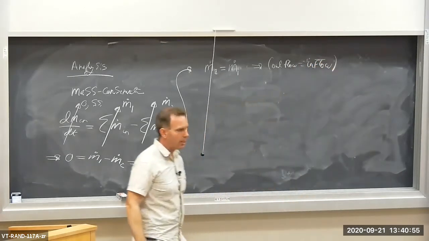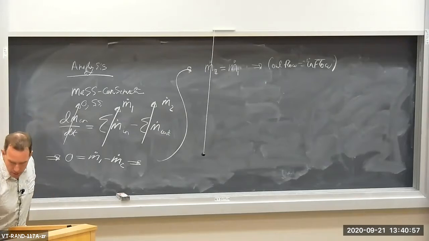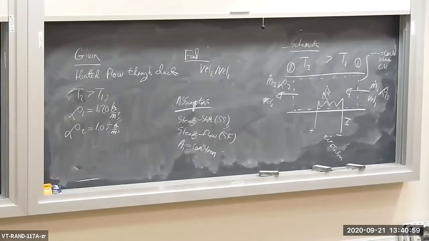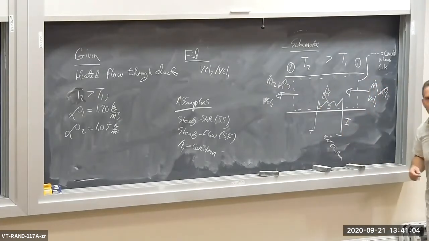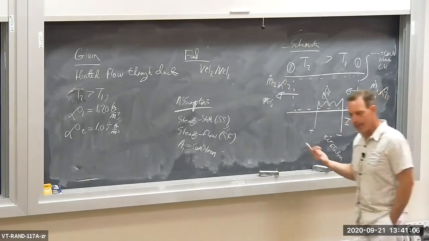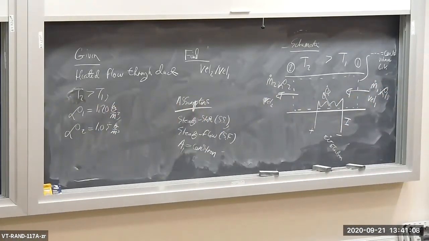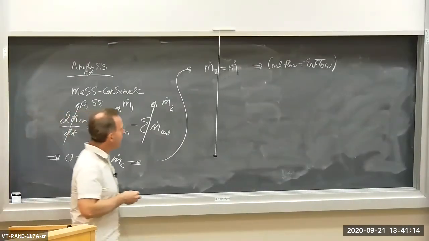Pretty intuitively clear. What flows into the duct at the inlet at location 1 must flow out at the outlet at location 2. That's all that mass balance says in steady state. Inflow has to equal outflow. Pretty simple so far. Okay, let's calculate.